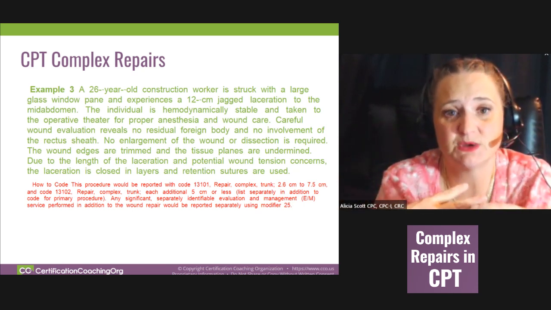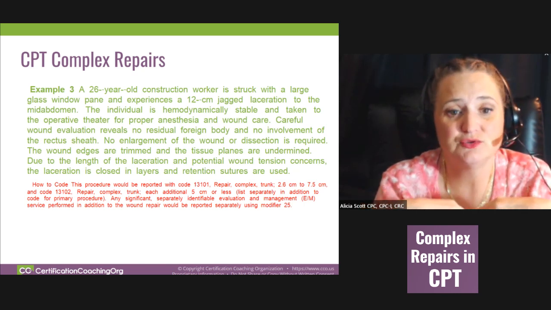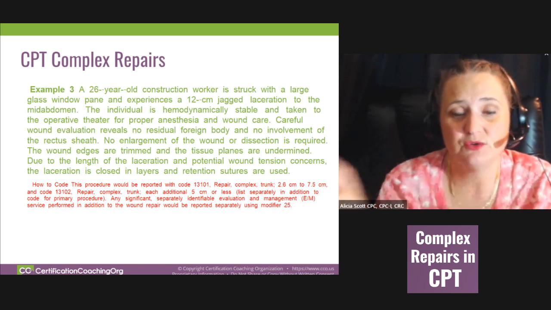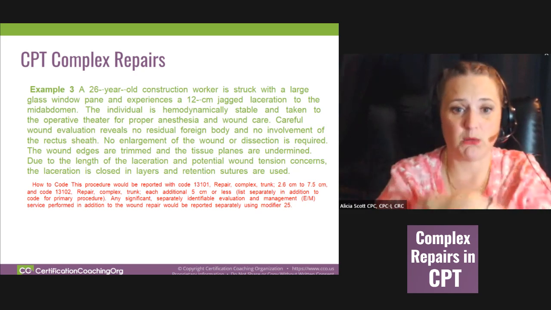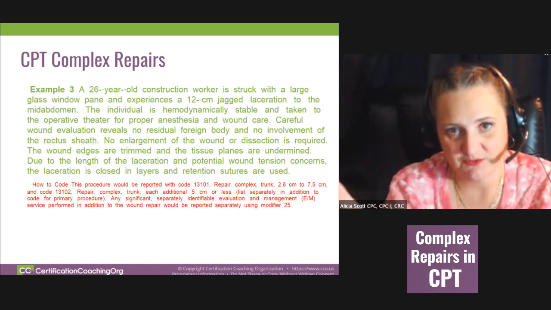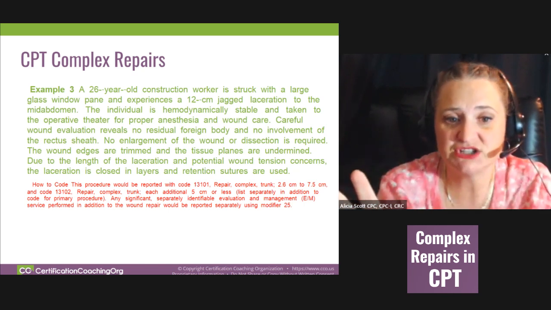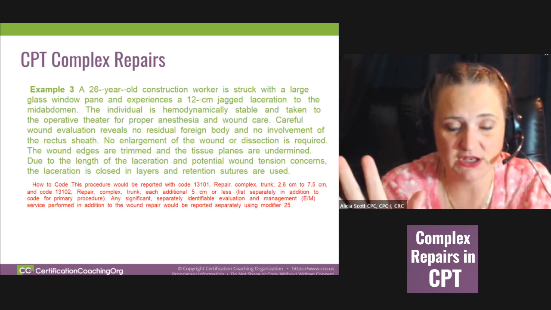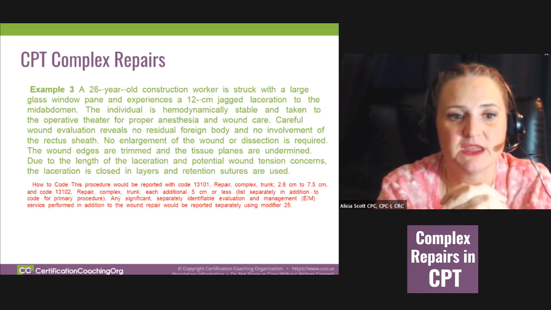But your intestines, especially your small intestines, are packed in really, really tight, and you leave a little opening and they will herniate and come out. But if you lacerate across the abdomen, they're just going to spill out like that. You're welcome for the sound effect. So again, the rectus sheath is okay. No enlargement of the wound or dissection is required. Good. So they didn't have to make the wound bigger to be able to close it. Sometimes they have to do that.